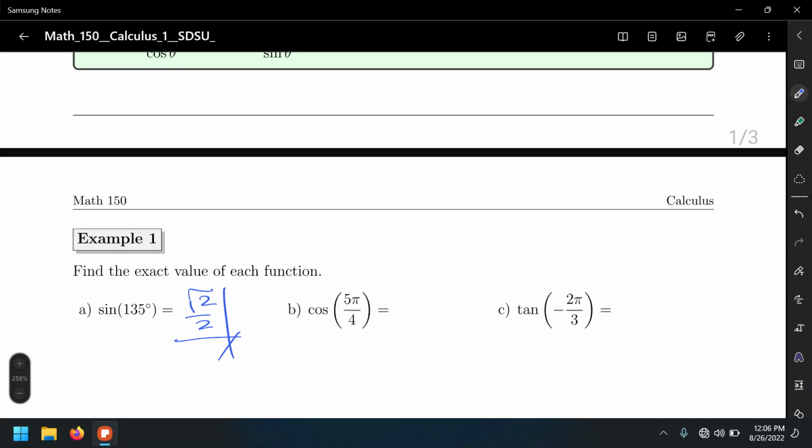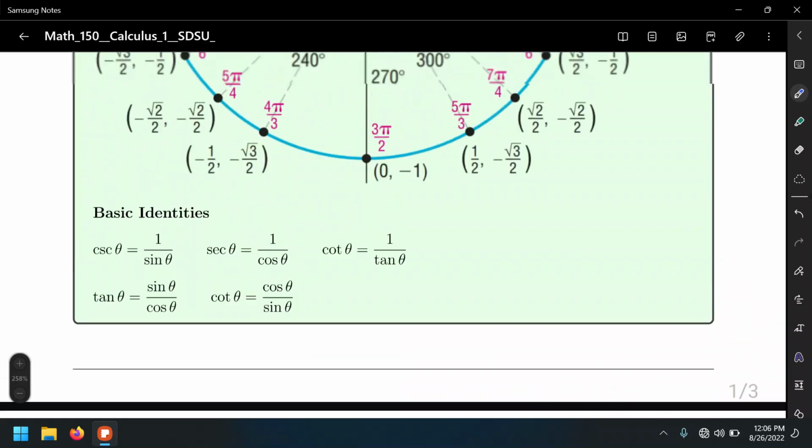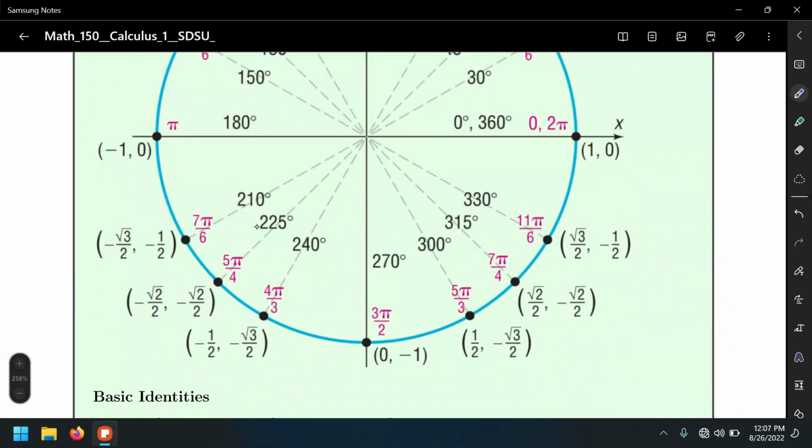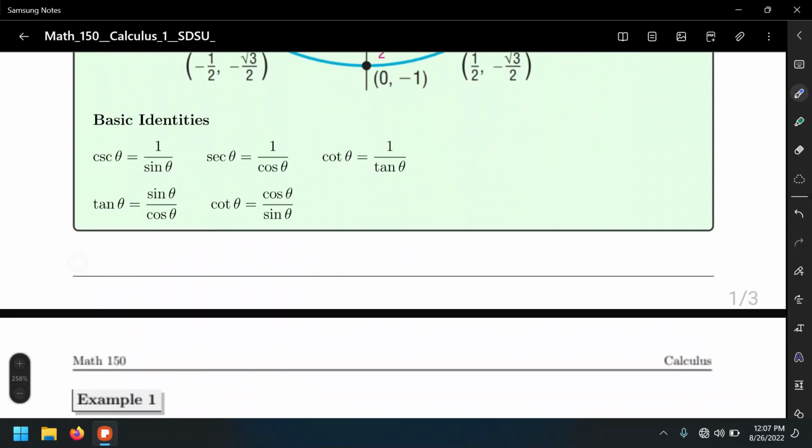Cosine of 5 pi over 4. Let's locate the angle 5 pi over 4. So 5 pi over 4 is right here. In this case, they're asking us for cosine. Is it the x value or the y value? X. So that's negative square root of 2 over 2.